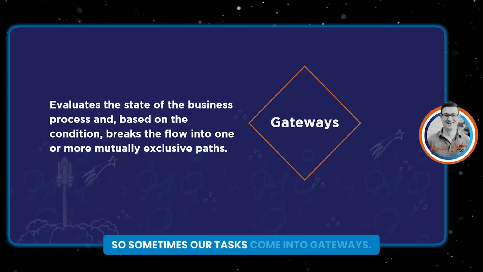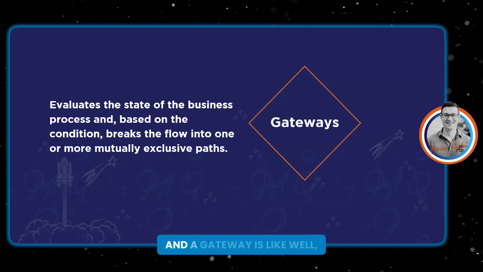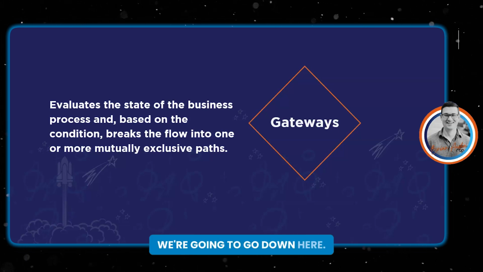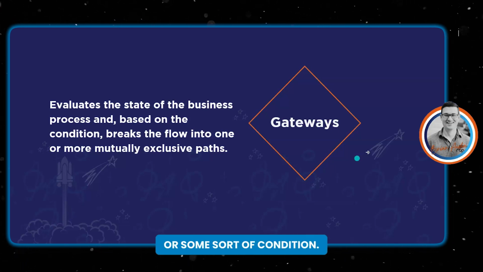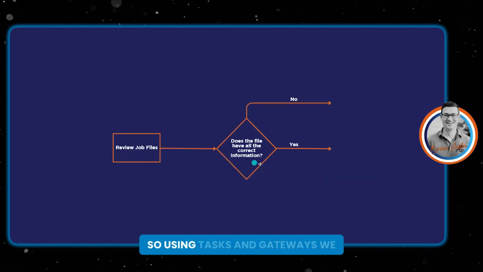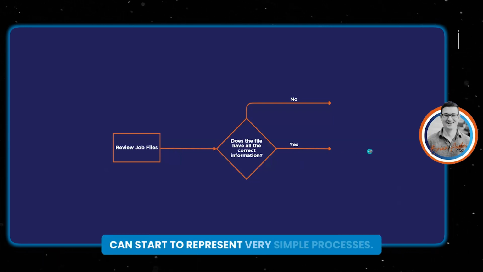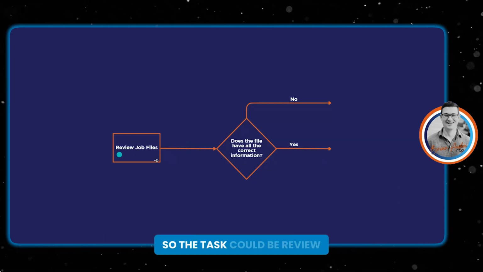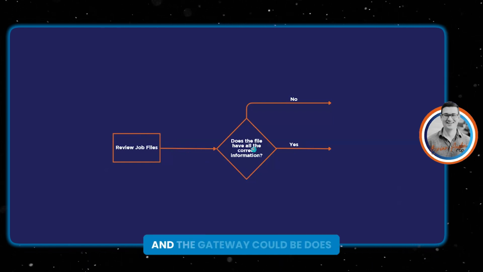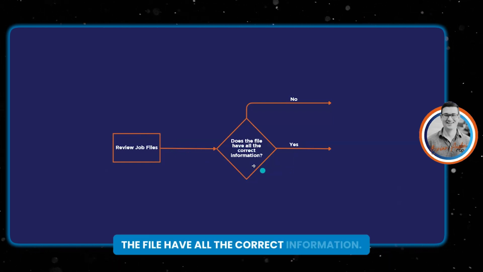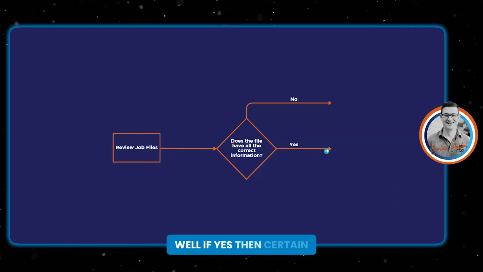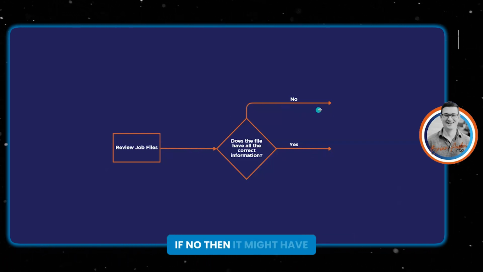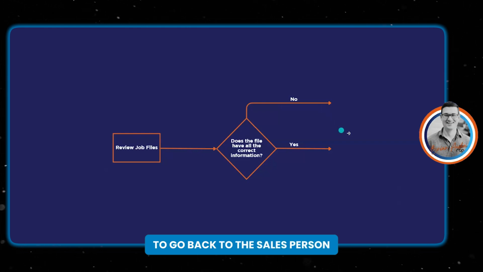So sometimes our tasks come into gateways, and a gateway is like, well, if this happens, then we're going to go up here. If this happens, we're going to go down here. It could be a yes or no or some sort of condition. We'll show you what that is. So using tasks and gateways, we can start to represent very simple processes. So let's say we're doing the job file review. So the task could be review the job file, and the gateway could be, does the file have all the correct information? Well, if yes, then certain things will happen. We can pass that off to production. If no, then it might have to go back to the salesperson for the review.